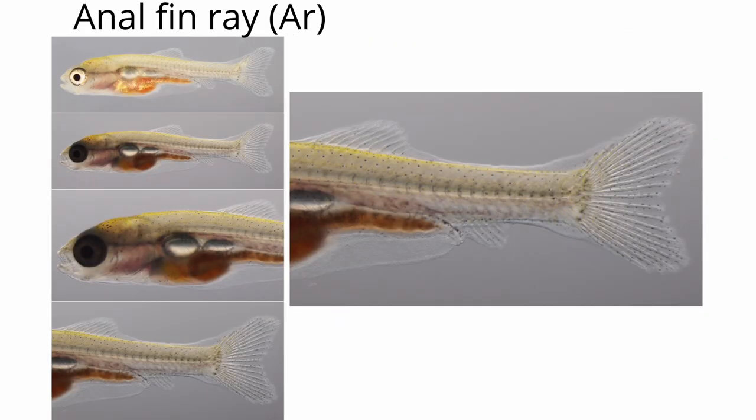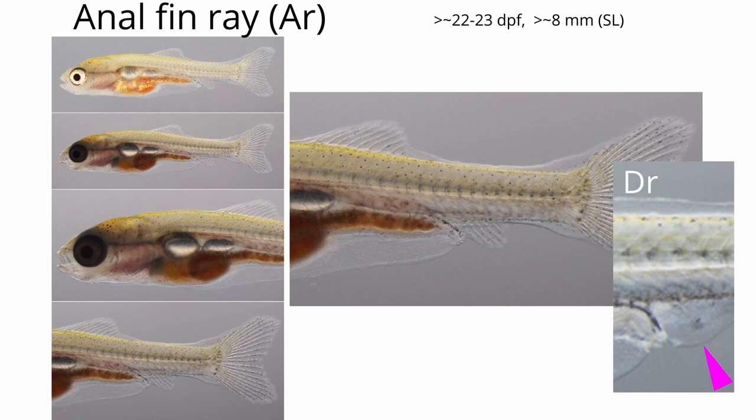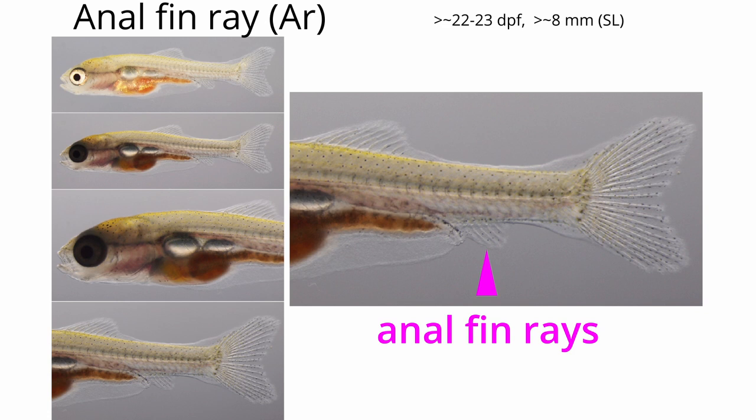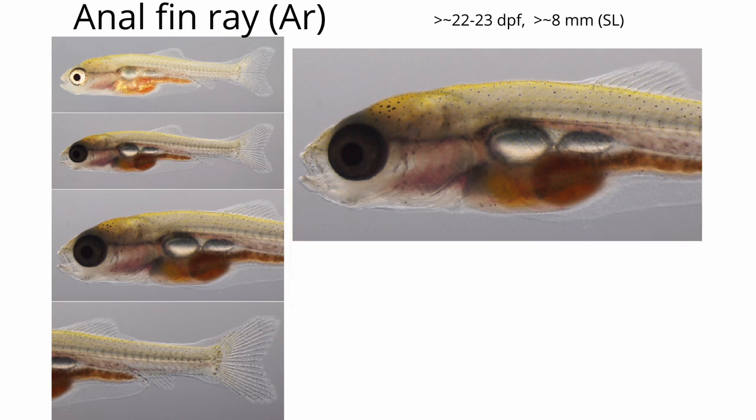About 22 to 23 days after fertilization, the body length will exceed 8 mm. In the previous developmental stage, a white area was observed behind the cloaca. In this current stage, a transparent line-like structure can be seen in the same area. They are the fin rays of the anal fin. At this point, you will be able to see obvious changes in parts of the body, which are different from the larvae you have seen so far.